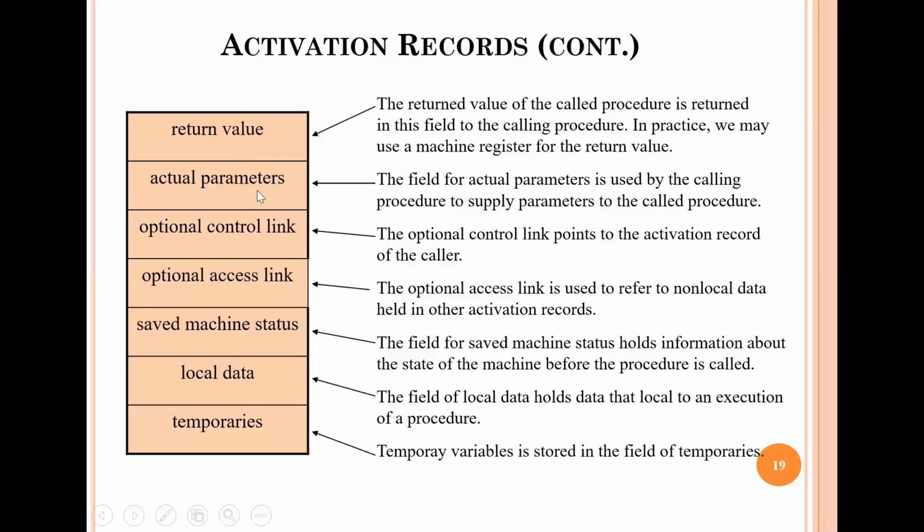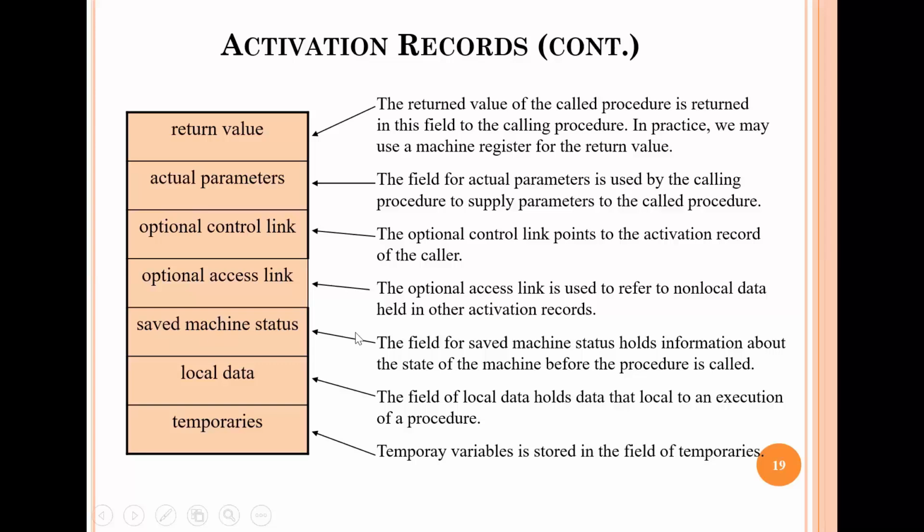Next come actual parameters. There are two types of parameters: formal parameters and actual parameters. The field for actual parameters is used by the calling procedure to supply parameters to the called procedure. Then we have the optional control link, which points to the activation record of the caller from where the call was given to the callee. Then we have the optional access link, which is used to refer to non-local data held in other activation records. Why is this optional? There is a pretty good chance that you might not require any access to non-local data.